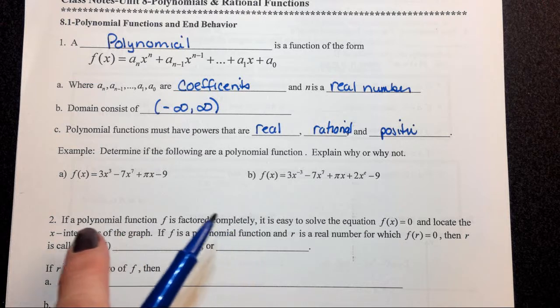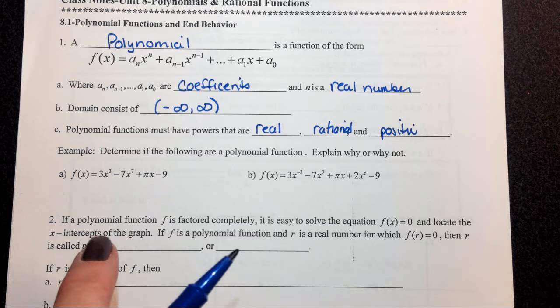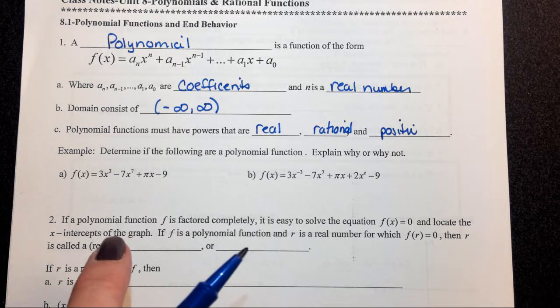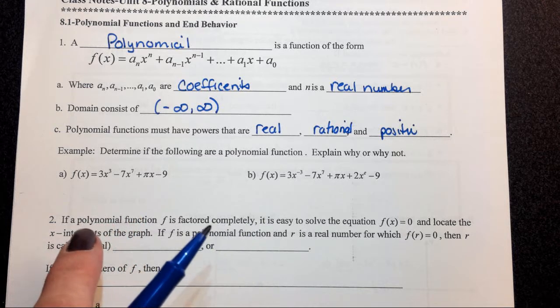So for example, and by the way, what makes a rational number? Let's just review that. What is a rational number? Is pi a rational number? No. How come pi isn't a rational number? Because it's a non-ending, non-repeating decimal.